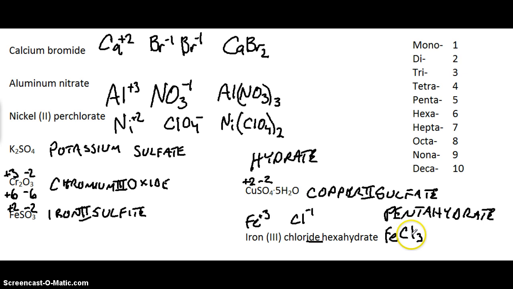Notice I don't use parentheses here. I used parentheses over here when I had more than 1 polyatomic ion, but since this is a single type of atom, I don't need parentheses because there's no confusion. That 3 is referring to just this chlorine. When you see the hydrate at the end, basically you add a raised dot, kind of like a times symbol. Hexa, if you'll notice here, is the prefix for 6, and then that's H2O. And so that would be iron 3 chloride hexahydrate.